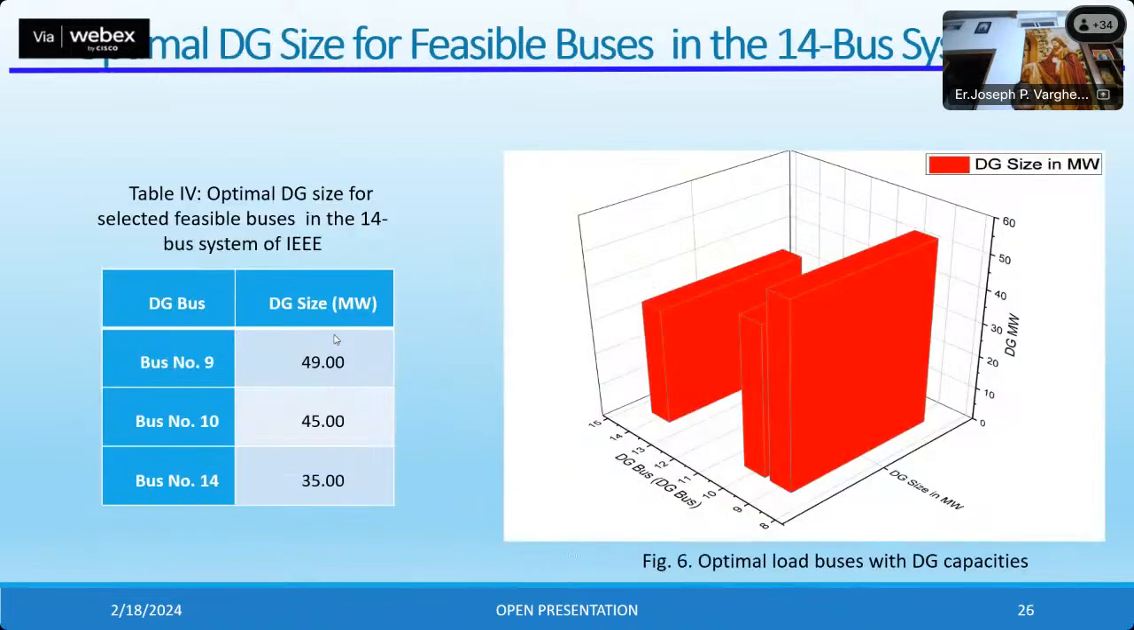From this result, we will see that bus number 9, bus number 10, and bus number 14 are termed as the feasible buses, and bus number 9 is called the optimal bus, the optimal solar DG location. When we place a 49 megawatt DG at bus number 9, the loss is the lowest. Hence, it is termed as the optimal DG location. Bus number 9 is the optimal location, and 39 megawatt is the optimal capacity of the system.